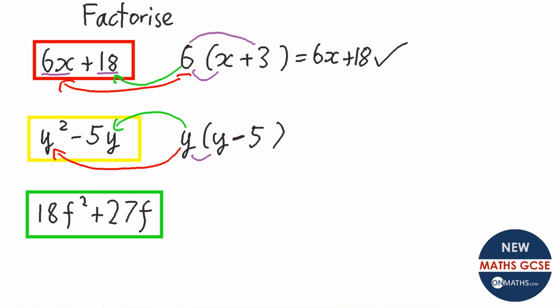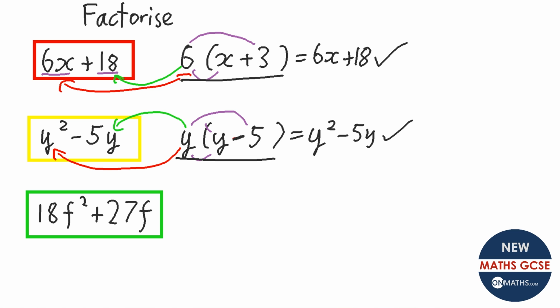Again, I'm going to check my answer here. So what we've got y times y, which is y squared, and y times minus 5, which is minus 5y. Well, that's my answer, so I know that that's right. Okay, remember each time this is your answer here.